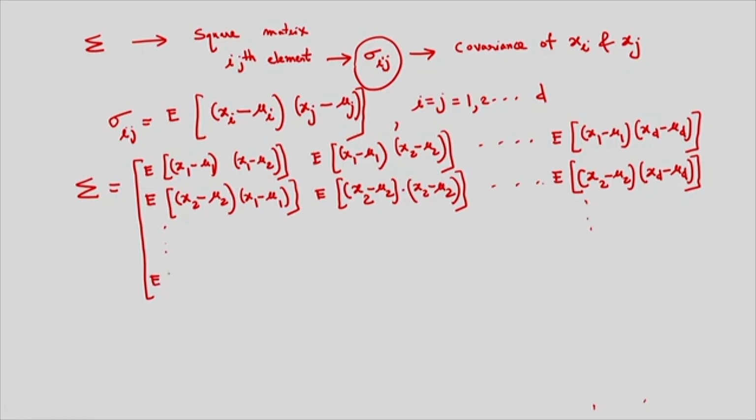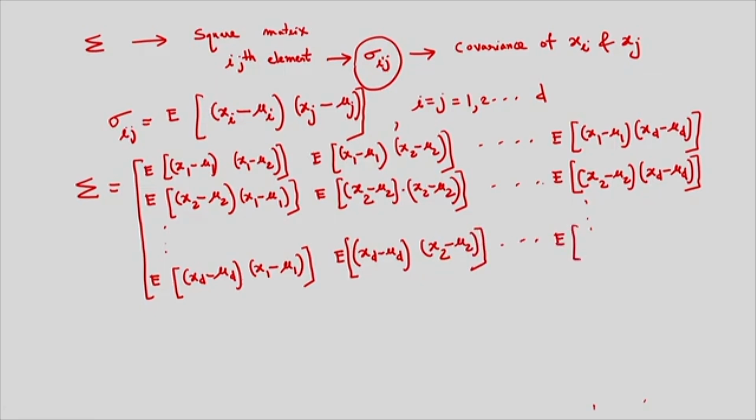Finally, in the last row I get the expected value of (xd minus mu d) times (x1 minus mu 1), then the expected value of (xd minus mu d) times (x2 minus mu 2), and finally the last element of this matrix is the expected value of (xd minus mu d) times (xd minus mu d). So this is the matrix I am getting, that is the covariance matrix.